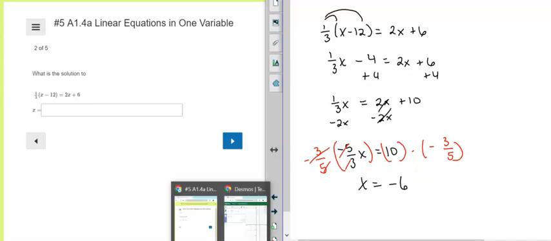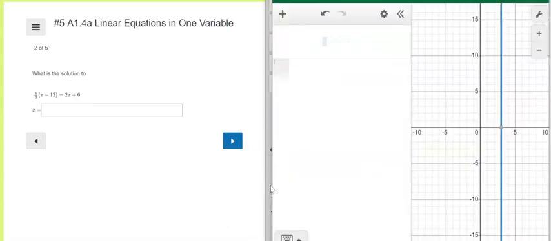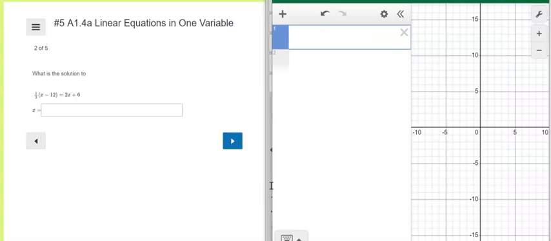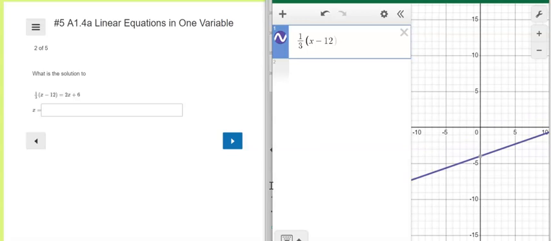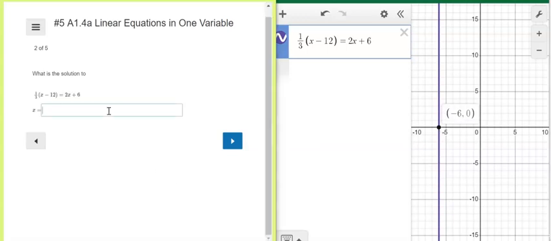I definitely want to, especially because it's the SOL, check this answer out in Desmos. I'm just going to plug it in. And that's what I got, negative 6. Okay.